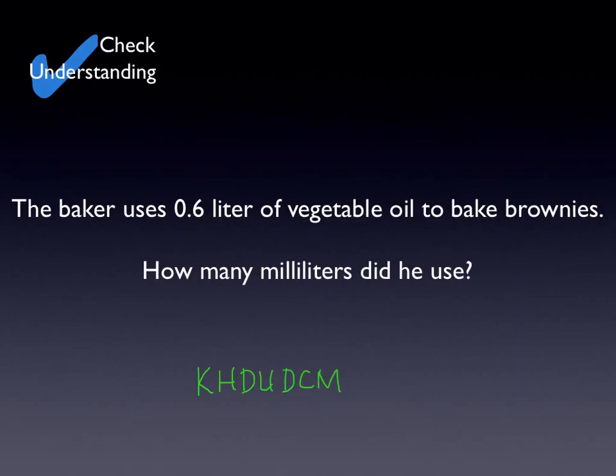All right, another problem solving. The baker uses 6/10 of a liter of vegetable oil to make brownies. How many milliliters did he use? So if we go from liters to milliliters, we move 1, 2, 3 to the right. We're going to put our zeros for placeholders. So 6/10 of a liter is the same as 600 milliliters.